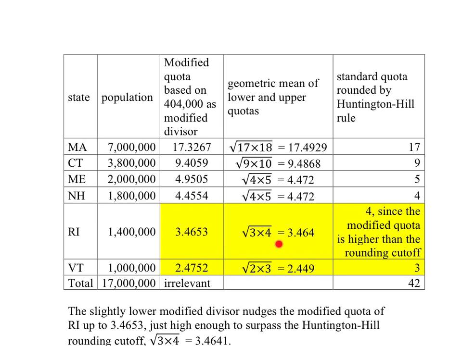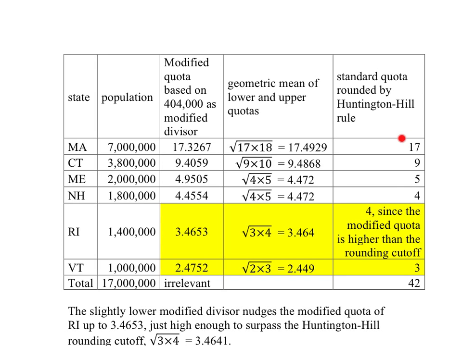The example of Rhode Island is particularly striking. What this illustrates is that you really need to carry several decimal places of accuracy, at least 3 decimal places worth of information, to be sure that you're really able to compare accurately the modified quota and this geometric mean. So once we have enough digits, we can be sure that this modified quota really is greater than the rounding cutoff, so it gets rounded up. Vermont also has a quota that's greater than its rounding cutoff, so it too gets rounded up by Huntington-Hill.